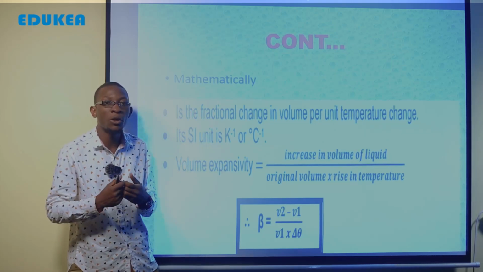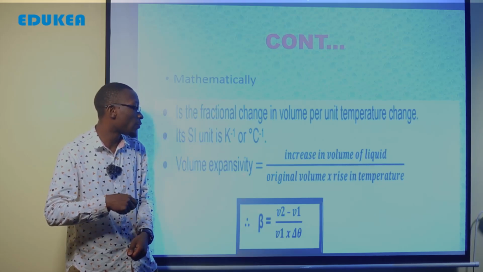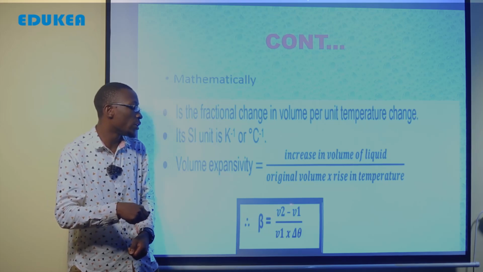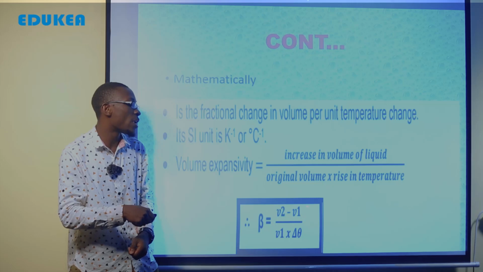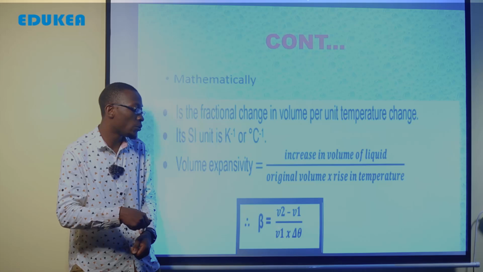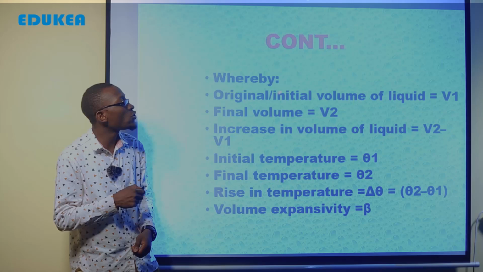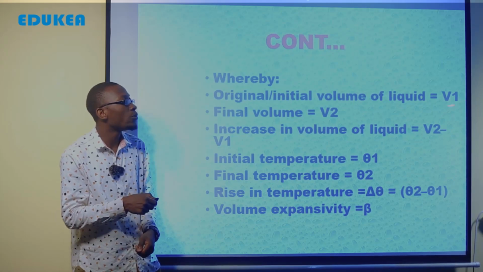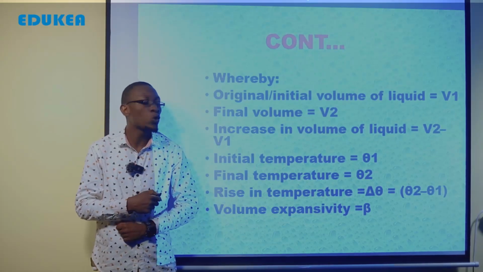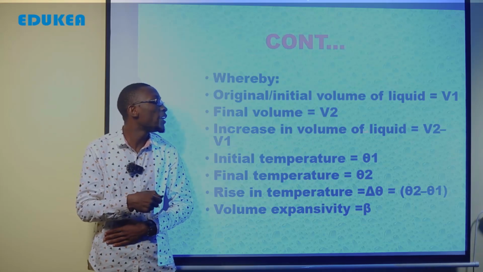Yani tukiwa tunasema the volume expansivity is denoted by beta symbol. This beta is equal to V2, which is what we call V final, minus V1, which is what we call V initial, divided by V1, which is what we call the volume initial, times the change in temperature. So in fact, whereby the original or initial volume of the liquid is what we call V1. Final volume tunaita ni V2, and thus increase in volume of the liquid, kwamba kuongezeka kwa volume ya liquid maana yake ni sawasawa na mtu achukue V2 atoe ile V1.